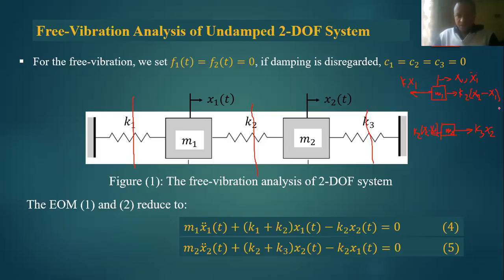So we have two systems of mass. Taking the summation of force along x for mass 1, the summation of force in x equals 0 gives us this equation. Similarly for mass 2, the summation of force in x equals 0 gives us the second equation. So this is the equation of motion for this system.